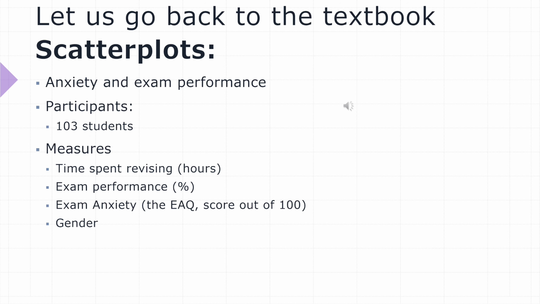Let us return to the textbook dataset and try it with our own data. Title: anxiety and exam performance of participants, 103 students. Measures: time spent revising in hours, exam performance in percent, exam anxiety, also called EAQ score out of 100, and gender.